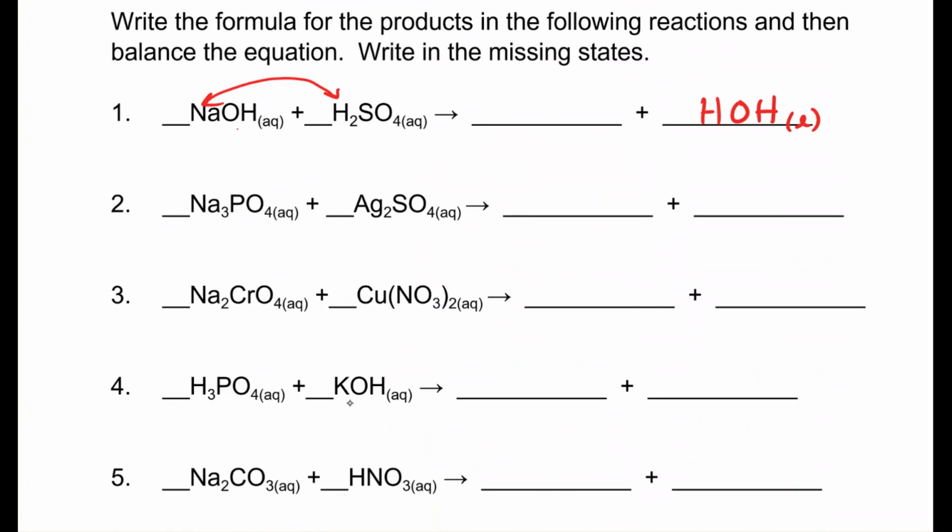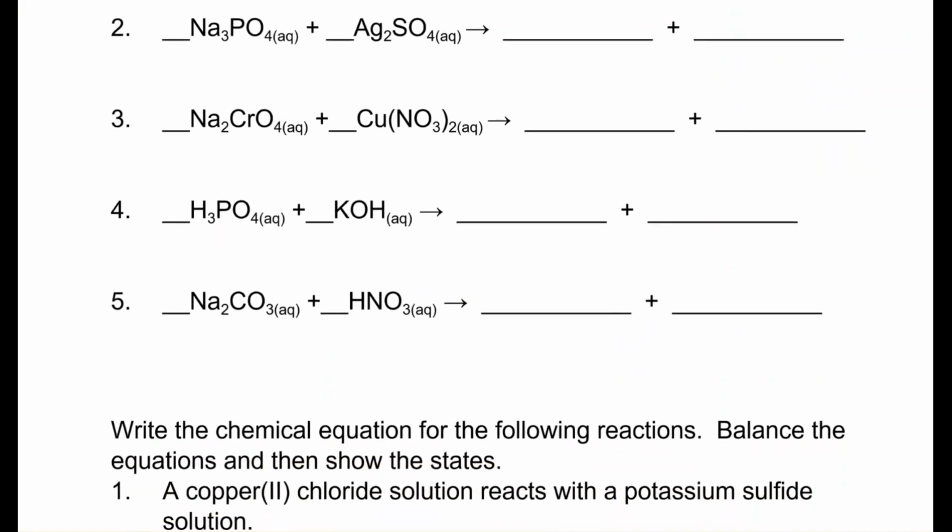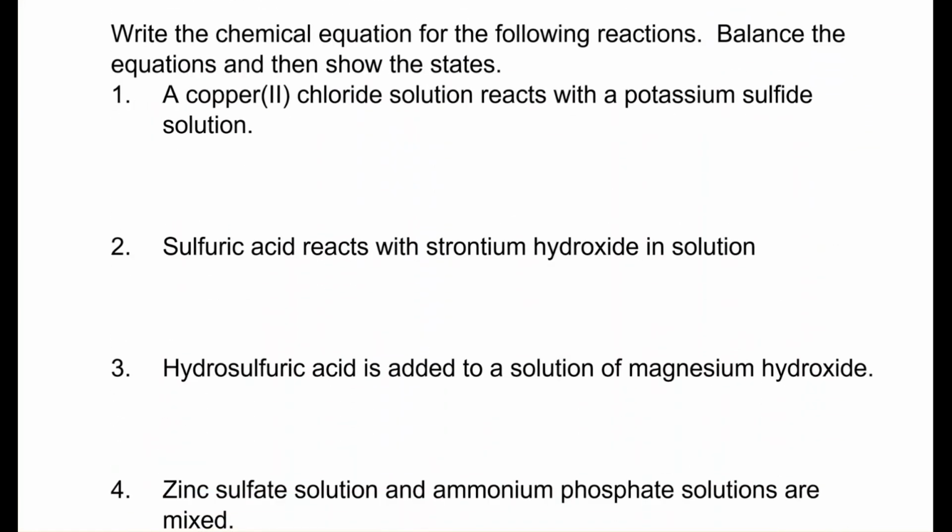So anytime you have an ionic hydroxide reacting with an acid, the H is going to kick out the metal and you're going to get HOH. Just leave it as HOH, right? It's going to help you if you just leave it as HOH, okay? But that's only when you have an acid and a base.